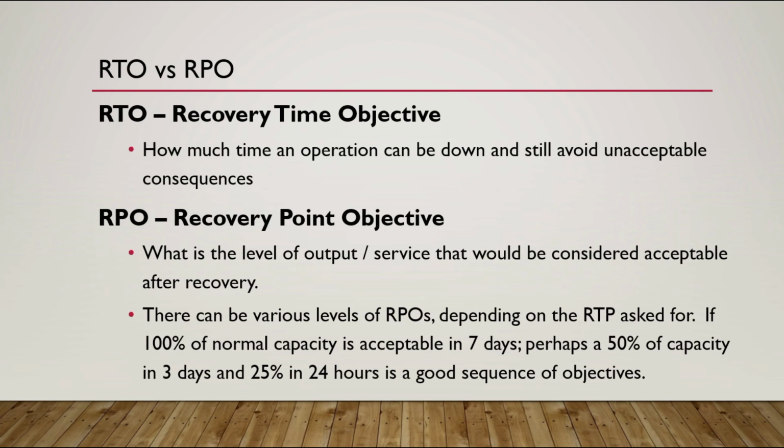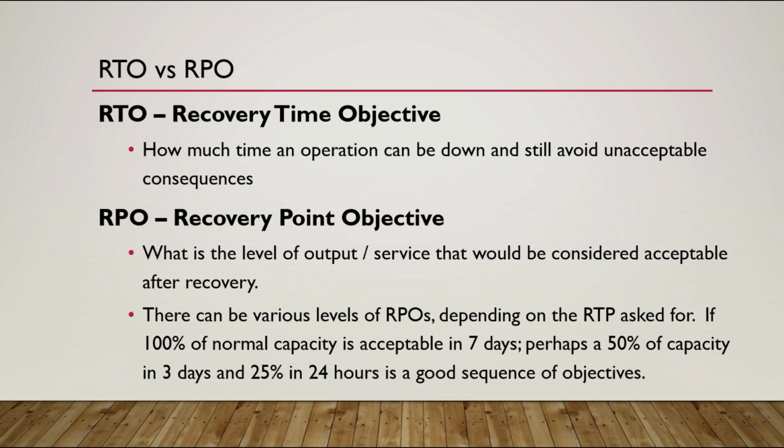So what's an RTO and RPO? Well, it's logical. RTO is the recovery time objective that the process would have: how much time an operation can be down and still avoid unacceptable consequences. On the other side, the RPO is the recovery point objective. What is the level of output or service that would be considered acceptable after recovery?